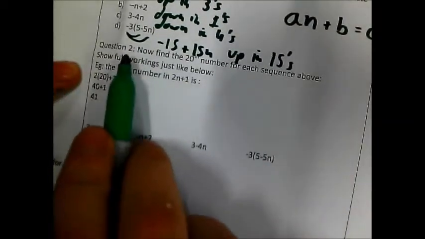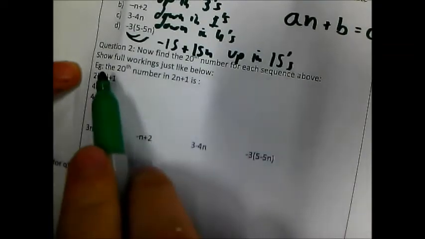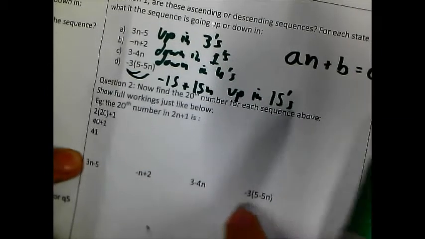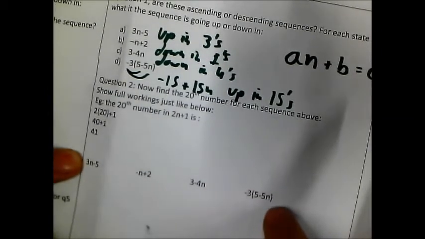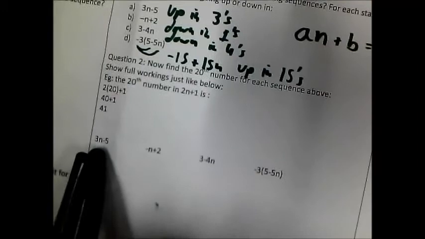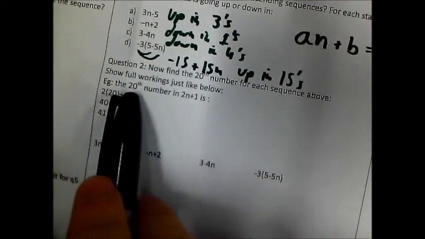Okay, now finally I'm being asked to find the 20th number for each sequence above and show my full workings out. So I've got 3n minus 5, negative n plus 2, 3 minus 4n, and negative 3 in brackets 5 minus 5n. So to find the 20th number, I'm going to substitute my value of n for 20 because n is the pattern number and I want to find which number is the 20th.